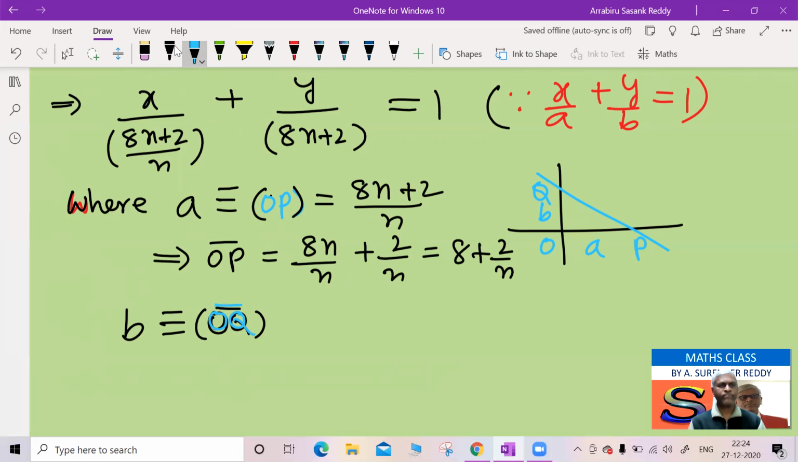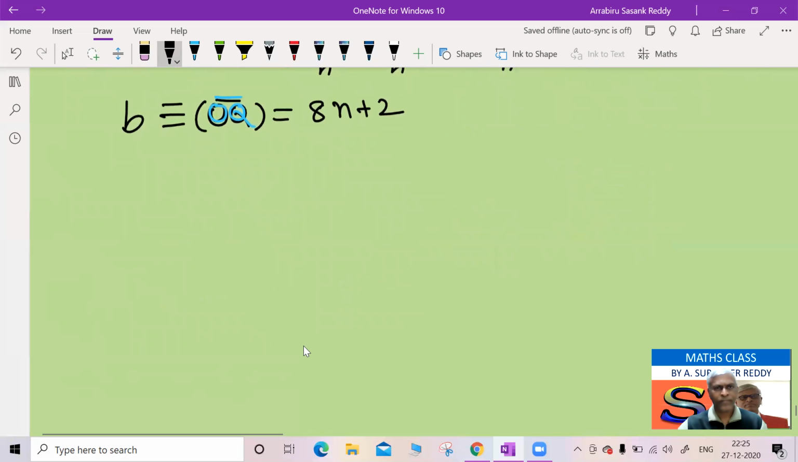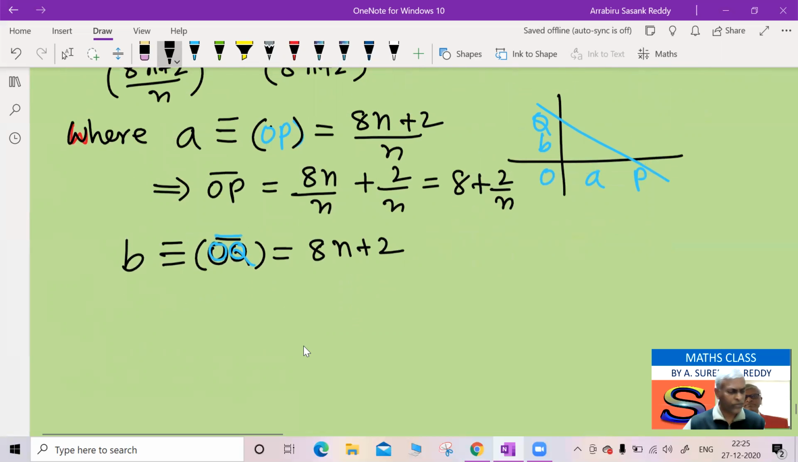OQ is equal to 8n plus 2. So these are the OP, OQ, the x-intercept and y-intercept of the line. Now we have to find the minimum value of OP plus OQ.